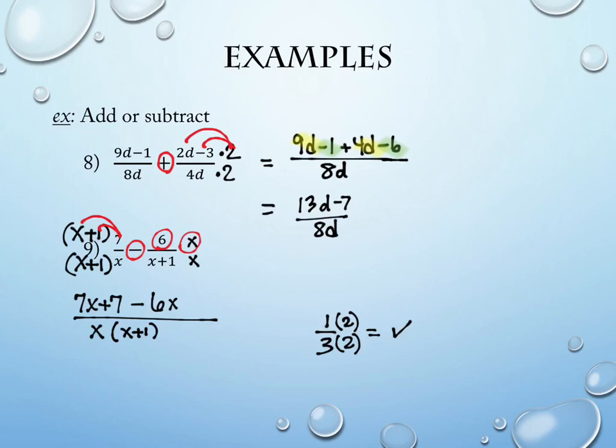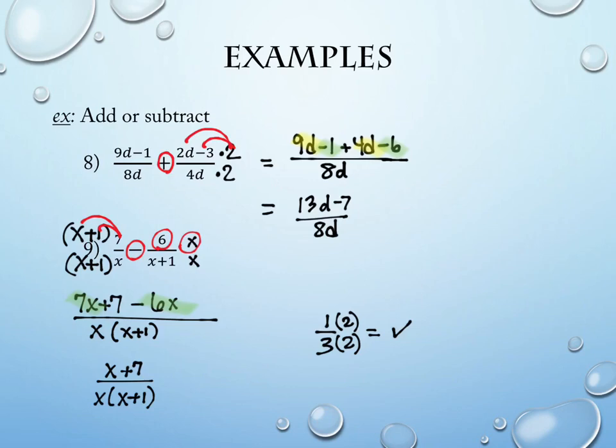Can I simplify anything? Yes. Can I simplify 7x minus 6x? Right, 7x minus 6x. That would give me just x, right? So I have x plus 7 on top now. I still have the x and the x plus 1 on bottom, and here's a really good place for me to pause and mention. It is most helpful to leave it like this.